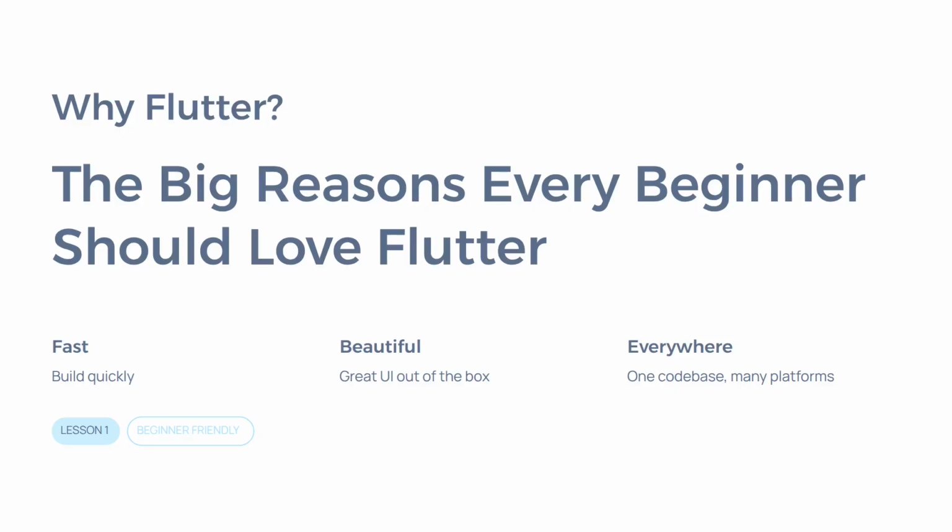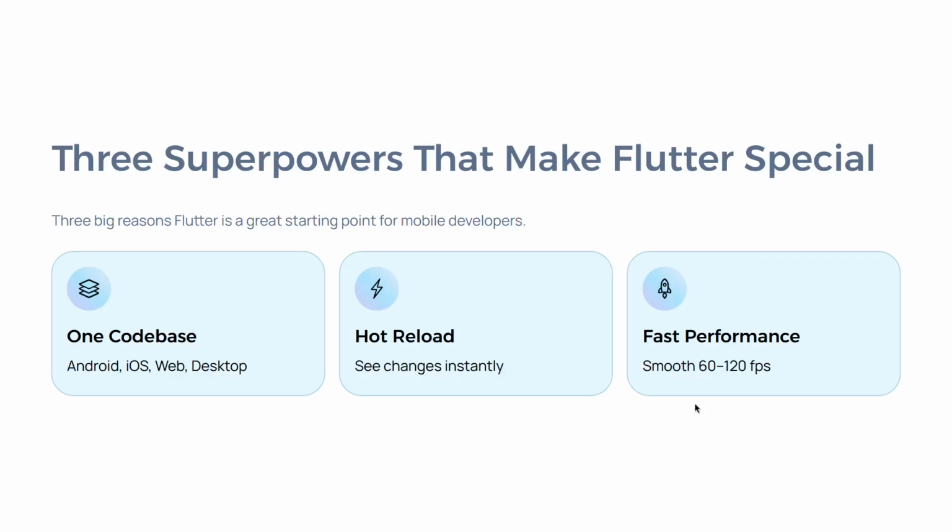Because Flutter is faster compared to the native languages, and it has beautiful, great widgets for building UI. And the most important thing is that it has only one code base, not multiple like the other native languages have. Flutter has three key advantages. One code base for all platforms, hot reload to see changes instantly, and smooth 60 to 120 FPS performance.